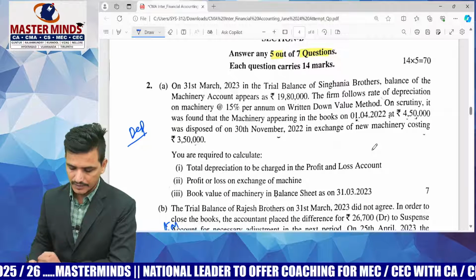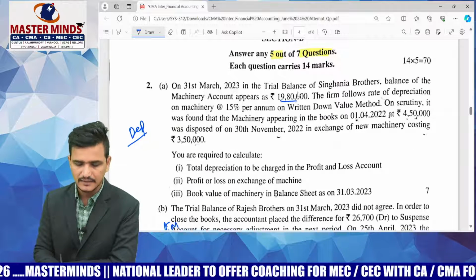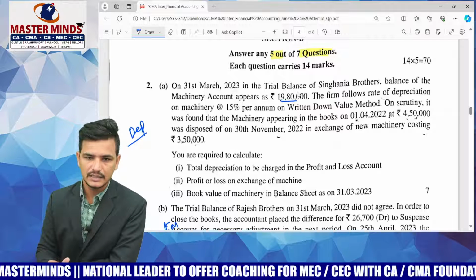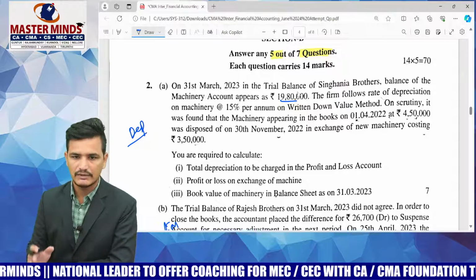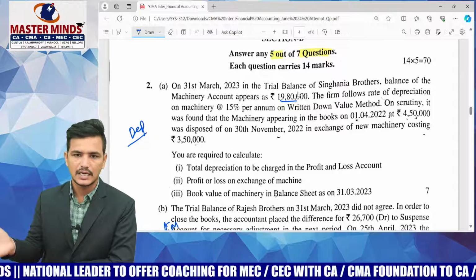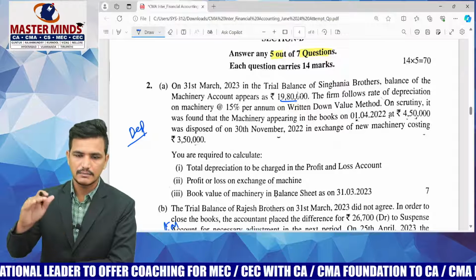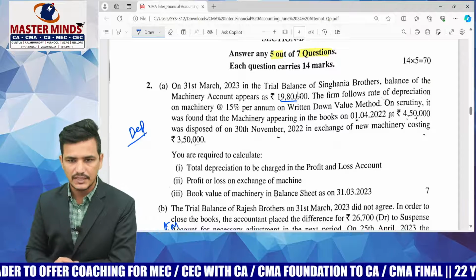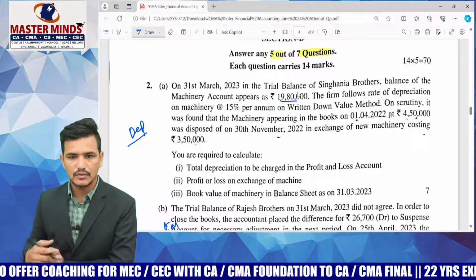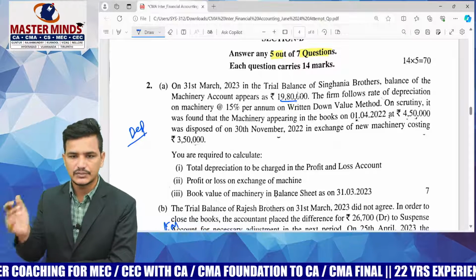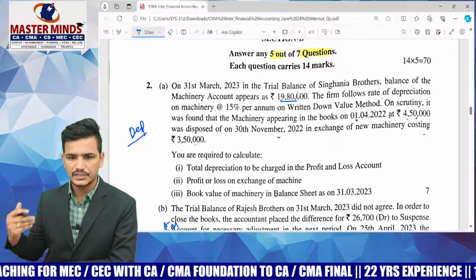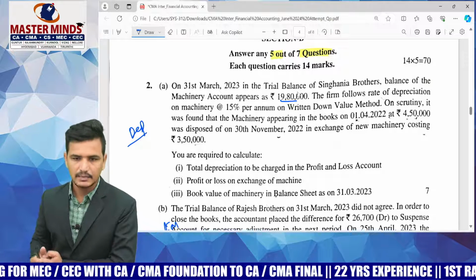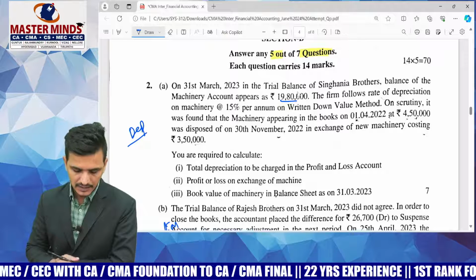In the depreciation chapter, they have given the closing value of the asset. Some typical adjustments are given. They have given the closing value of the asset, and some asset is added in the current year, some asset is disposed in the current year, but they have not given the opening value of the asset. So first we should find out the opening value of the asset, and next we should calculate the total depreciation to be charged to the P&L. Such kinds of typical adjustments are given in this question.